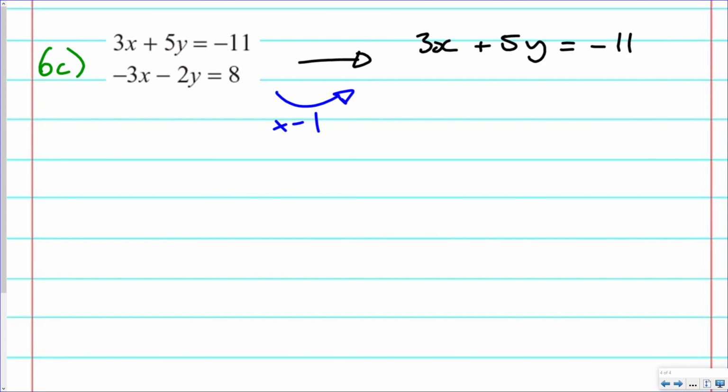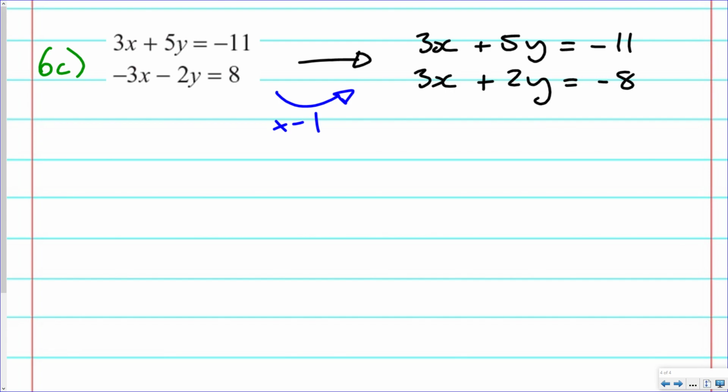And then if I do negative 3x times negative 1, that equals 3x. If I do negative 2y times negative 1, that's positive 2y now. If I do 8 times negative 1, that's negative 8. Essentially what I'm doing is changing the signs. And now they're in line.